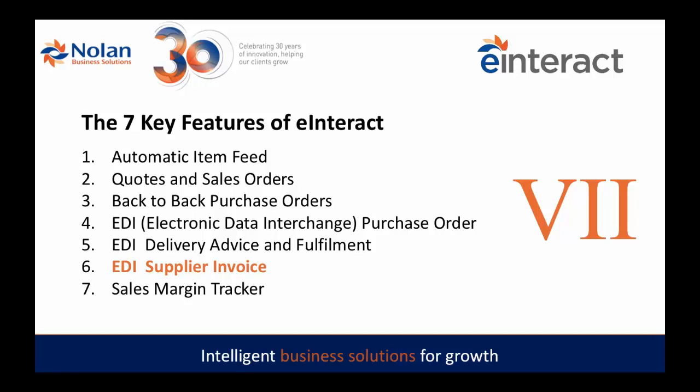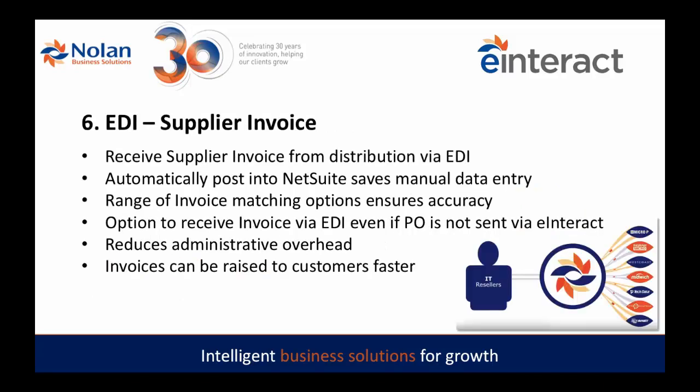The next key feature of eInteract I'd like to run through is receiving the supplier invoice via EDI. So this is receiving that invoice from distribution via Electronic Data Interchange that comes straight into the system. eInteract will automatically post it into NetSuite and match it against that original purchase order. So it really saves any manual data entry around entering invoices, which is usually a huge job, and it's a massive time saver. So we can match that invoice against the purchase order, so make sure it's accurate, and then really just handling any variances that may occur.